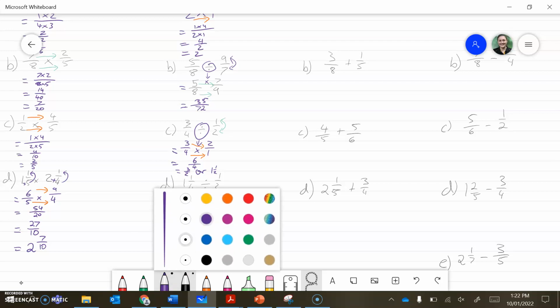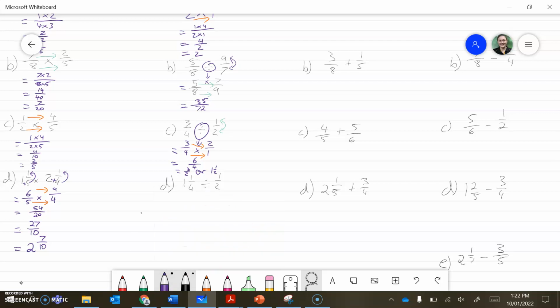Okay, and our fourth one here. The first thing I'm going to do is change our first fraction to an improper fraction. So 1 times 4 is 4, plus 1 is 5. So we've got 5/4 divided by 1/2. So we switch our operation to a times and flip our second fraction. So here we've got 5/4 times 2 over 1. Multiply across the numerators, then across the denominators. So 5 times 2 is 10. 4 times 1 is 4.